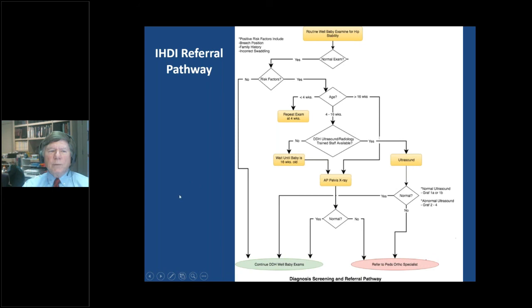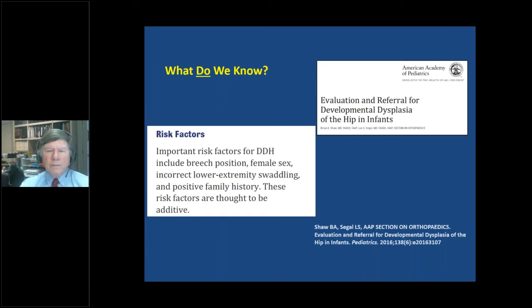So the risk factors are important. We're going to discuss those a little bit. The 3 that are most important are the breech position, the family history, and incorrect swaddling. Now here's what we know from the American Academy of Pediatrics recent evaluation and referral recommendations, or article really. They've taken away the guidelines to help with that, but they have suggestions. They say the important risk factors for DDH include breech position, female sex, incorrect lower extremity swaddling, or positive family history. And they're additive. So if you've got 2 or more, it's worse. You'll note that they added swaddling since the last time that guidelines were developed.